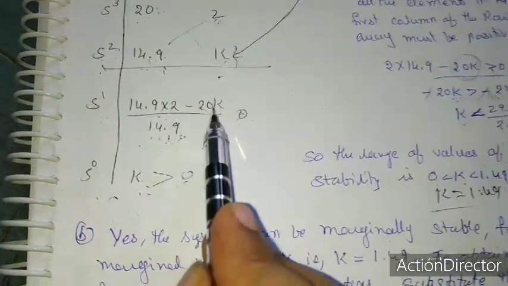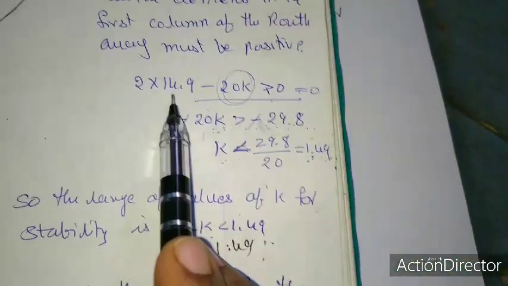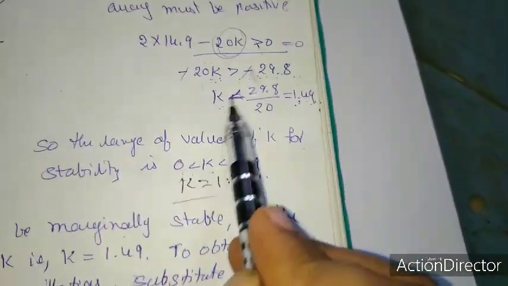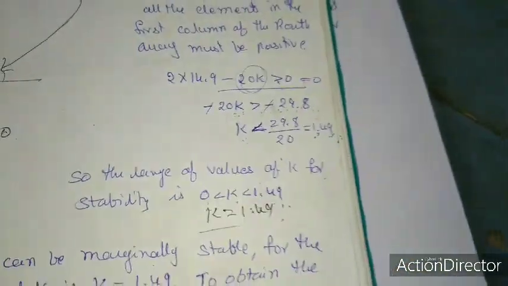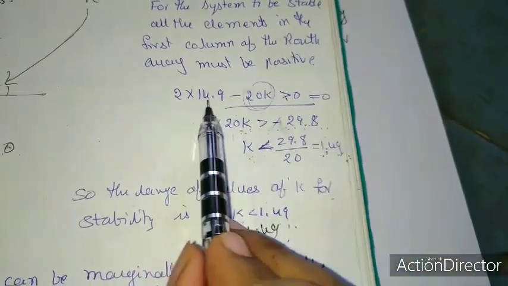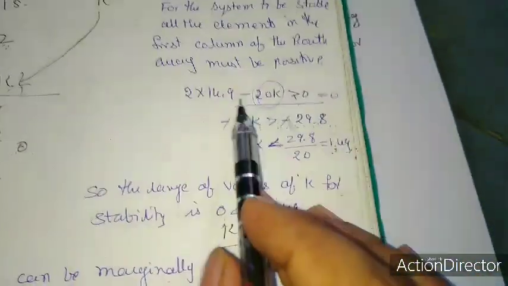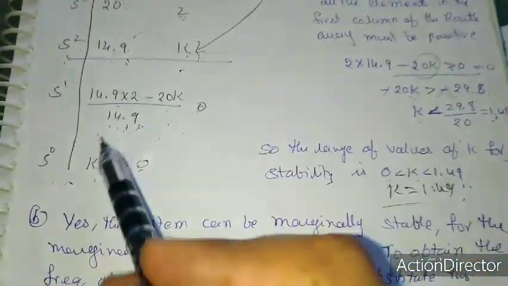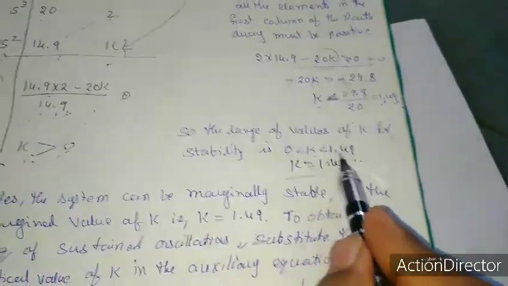Similarly, 14.9 into 2 minus 20k by 14.9 should be greater than 0. So we will equate this, 2 into 14.9, I'll get 29.8, and from this, k should be less than 1.49. If k is less than 1.49, this will be positive. If k is greater than 1.49, this will become a negative value, and there is a sign change in the first column, and the system will become unstable. So the k value should be less than 1.49.